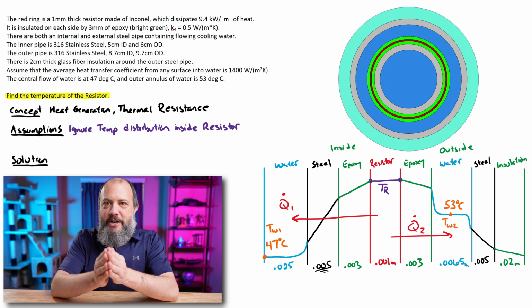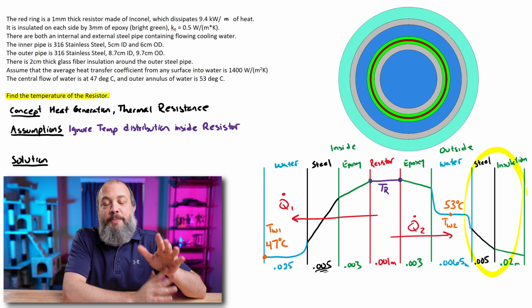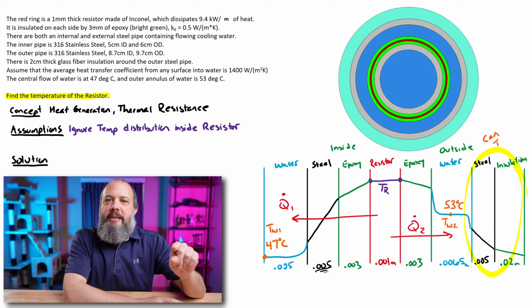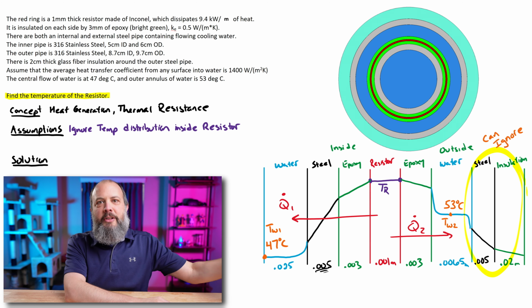And now I'm drawing my Q dot 2 only up until we get to the water. The reason I'm going to stop there is because that's where the temperature is known. For this problem, I don't actually care about the steel or the insulation on the outside.